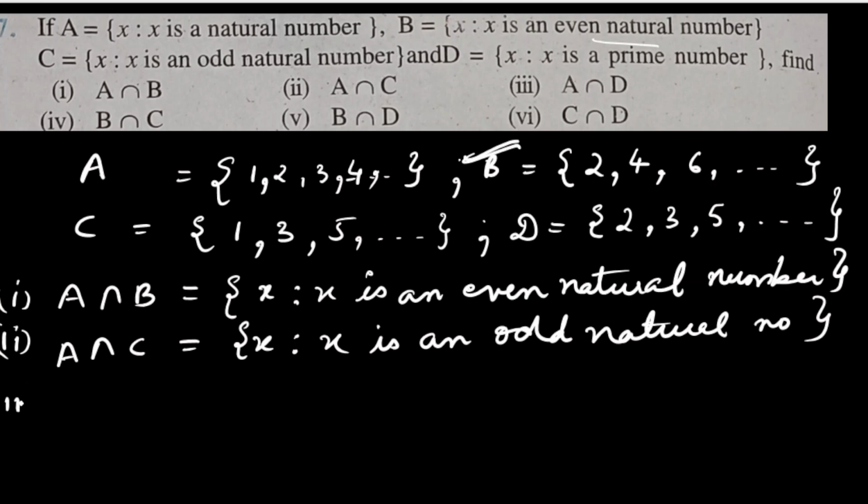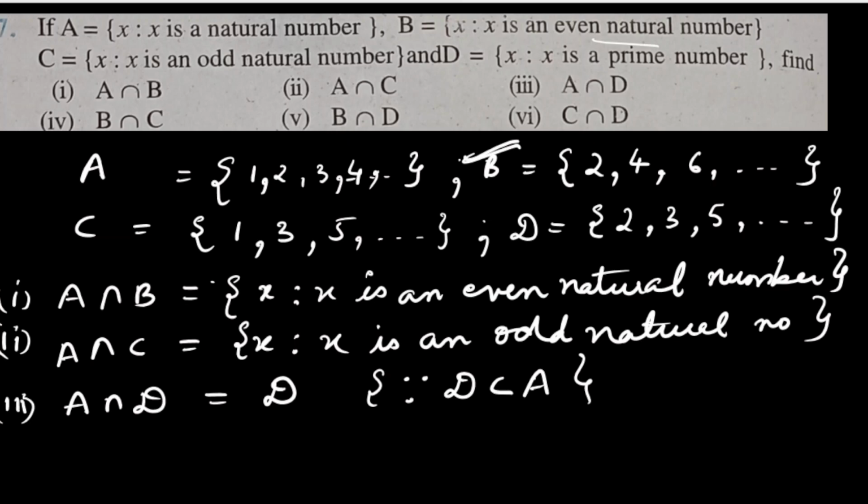Then the third one, A intersection D. Its answer will again be set D itself. You can write D. Why D? Because D is also a subset of A. Here also you can write, as this answer was B only and this answer was C only, in the same form as given to us. So the first three we have done.